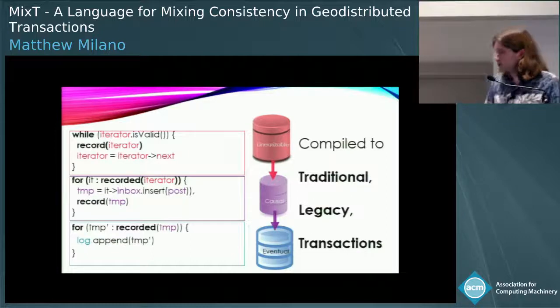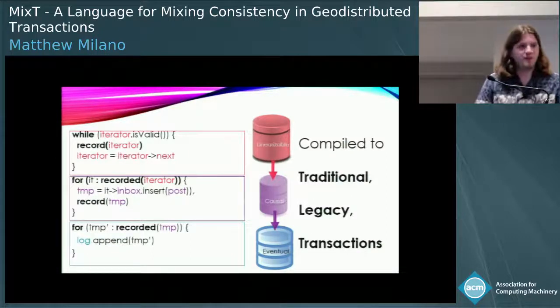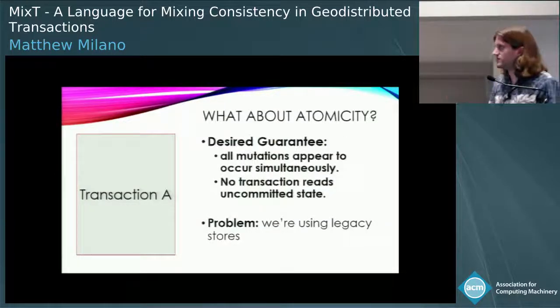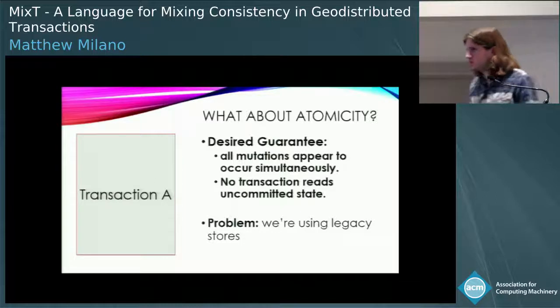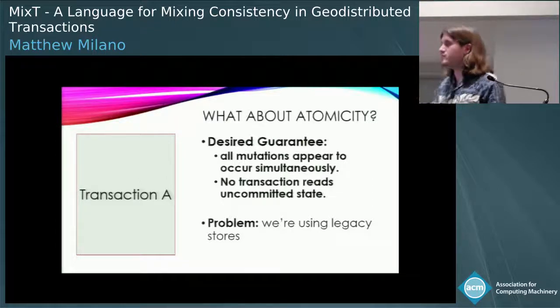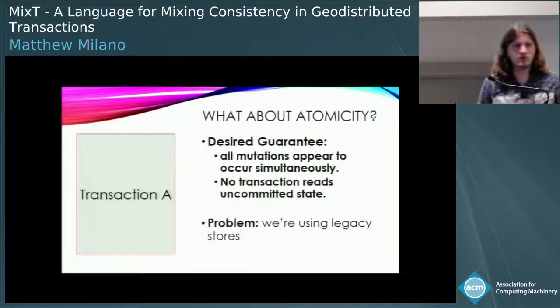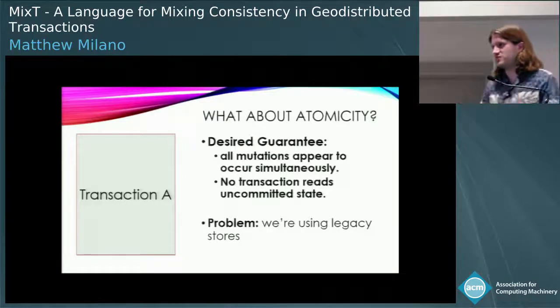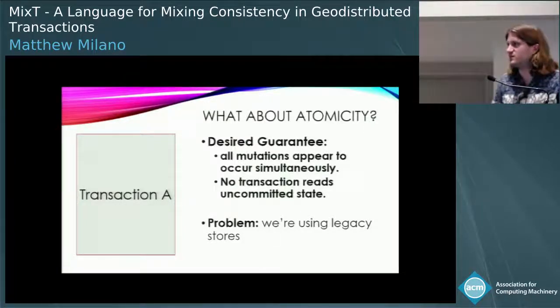This all makes sense, I hope, but there's something that's missing here. In particular, what about atomicity? That was kind of the whole point of a transaction. To remind you, our desired atomicity guarantee is that all mutations appear to occur simultaneously. Or put equivalently, that no transaction can possibly read uncommitted or partially committed state. And our problem is that there's no way we can assume multiple transactions on legacy stores have a mechanism for handling this automatically.